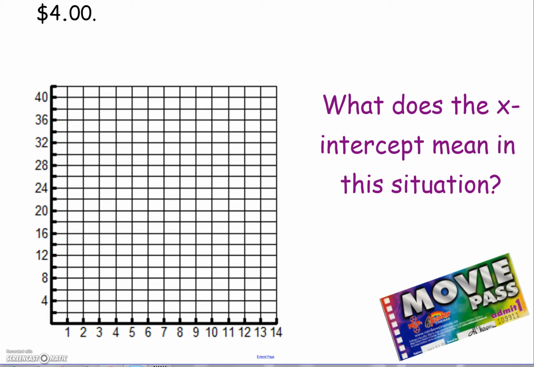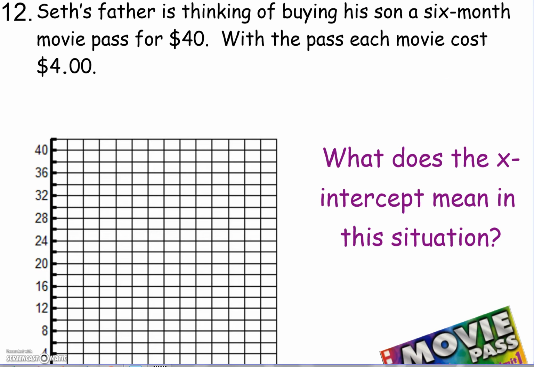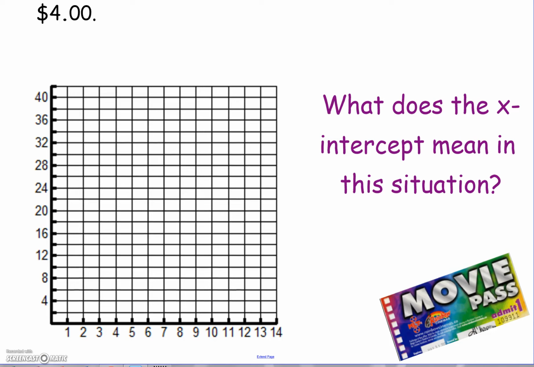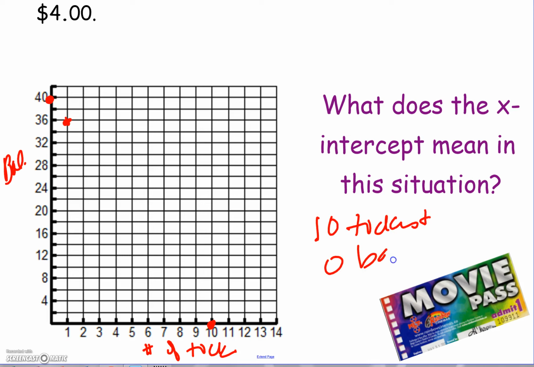Okay, so first things first, you have to graph it. This is going to be the balance, and this is going to be number of tickets. So 1 ticket, the balance is 36. 0 tickets, the balance was 40. If you go all the way down to 10, you're going to get there. So what does the x-intercept mean? It means he bought 10 tickets, 0 balance.